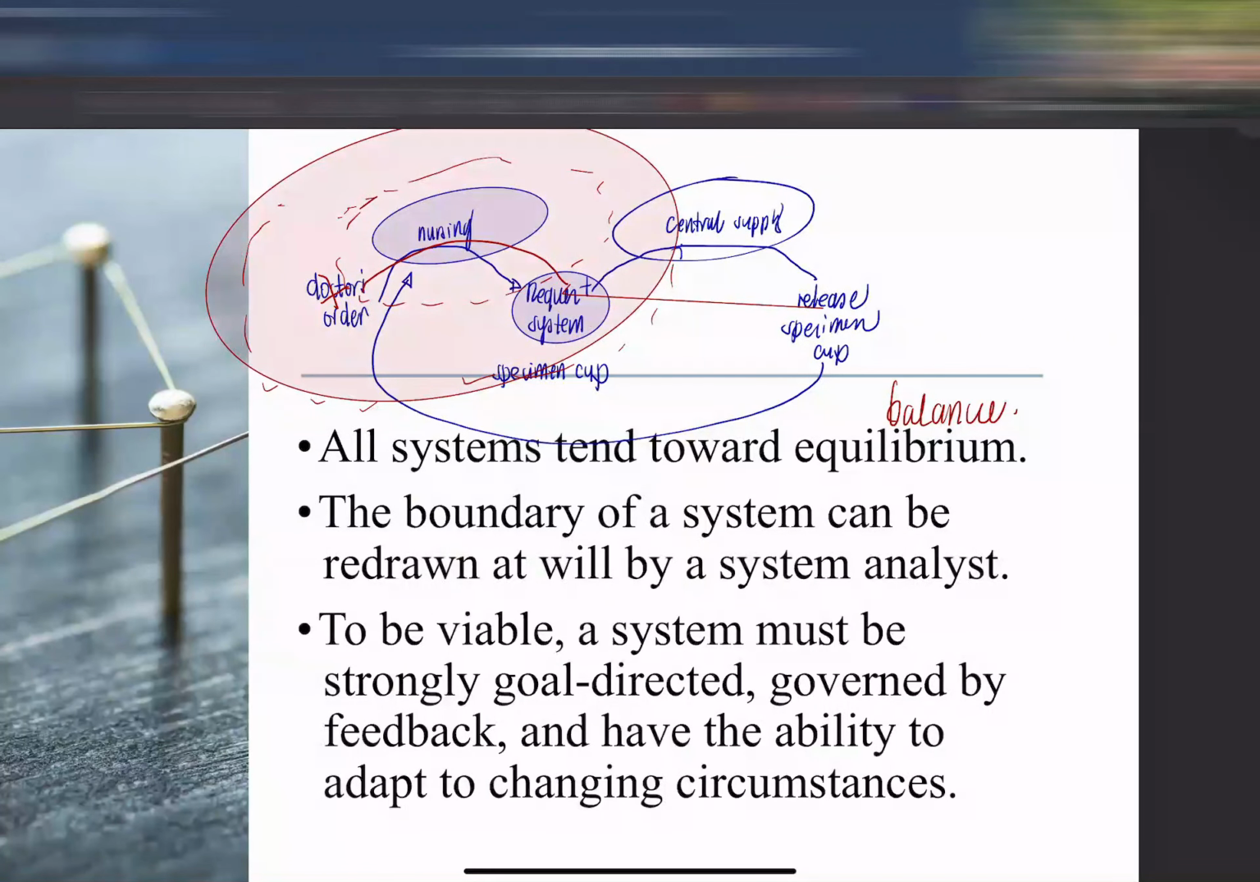Okay, and then to be viable, a system class must be strongly goal-directed, governed by feedback, and have the ability to adapt to changing circumstances, whatever that system is. For example, if you are dealing with the computer systems, class, hindi pwede that your system 10 years ago would be the same system at present. Dapat, class, that system acknowledges feedback. In other words, dapat, class, nakikita niya kung ano yung problema. Dapat, class, nakikita po ng system natin kung saan po nagkakamali. And then that system should be able to adapt to change.